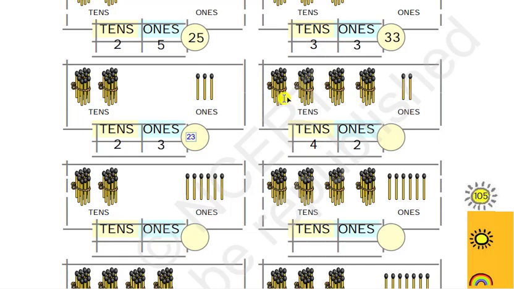Similarly, here we can see there are 4 bundles of matchsticks which is equal to 4 tens and 1, 2 loose matchsticks which is equal to 2 ones. So 4 tens and 2 ones is equal to finally 42.